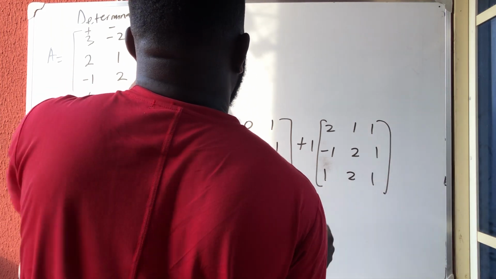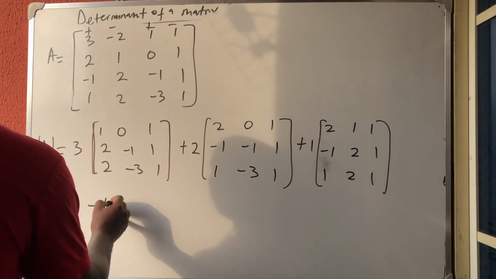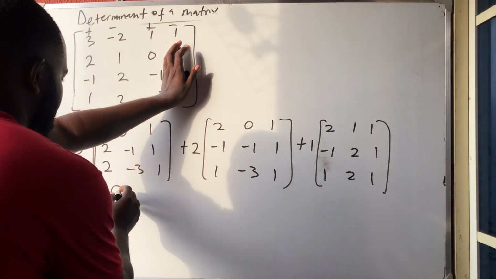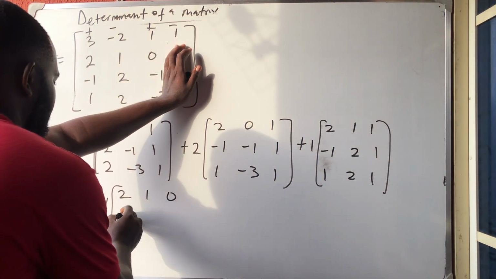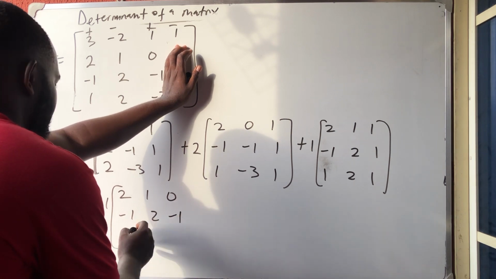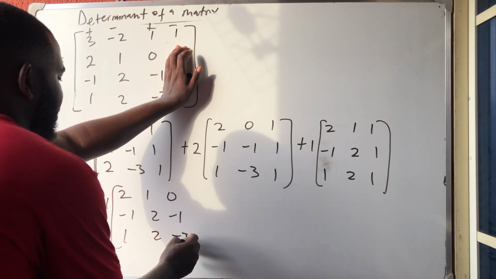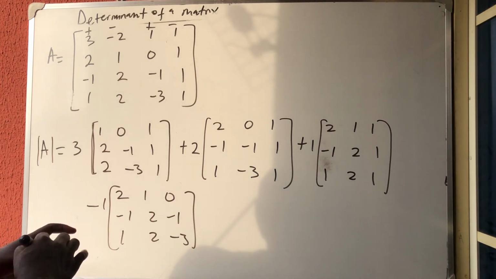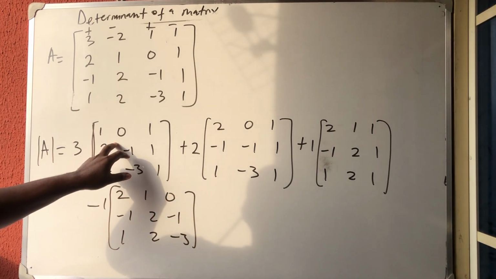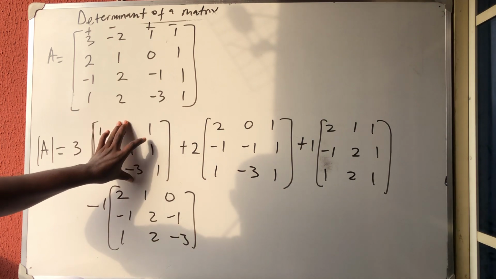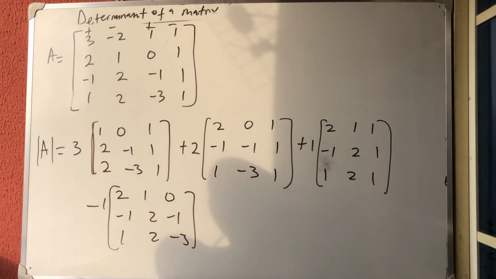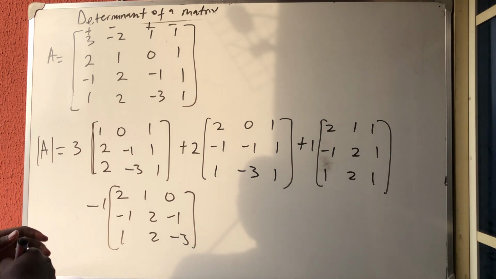So lastly, minus 1 in bracket of, if I close this one, I'm left with 2 1 0, minus 1 2 minus 1, 1 2 minus 3. Okay, and that is that. I hope you still remember how to do this. So the same thing we did: solve this one, solve this one, solve this one, then add everything together. That is the determinant of your 4 by 4 matrix.